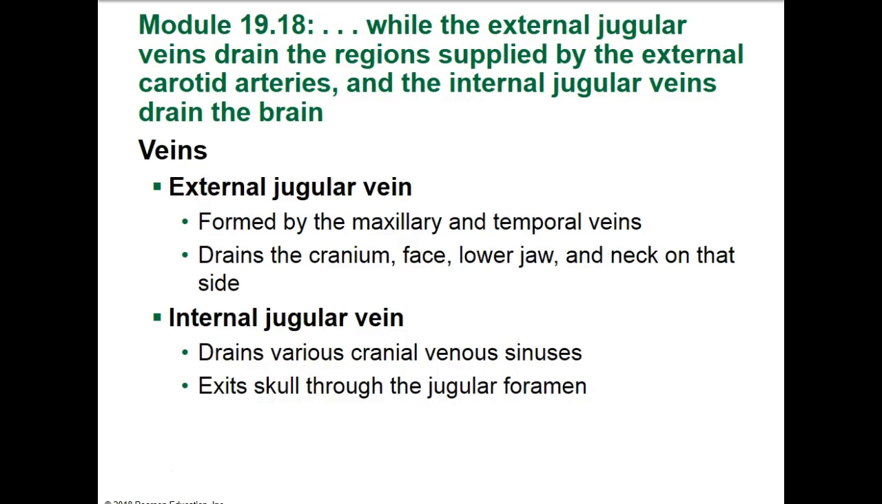Okay, the veins. The external jugular vein is formed by the maxillary and temporal veins. It drains the cranium, face, the lower jaw, and the neck on that side, and the internal jugular vein drains the cranial venous sinuses. It exits the skull through the jugular foramen.